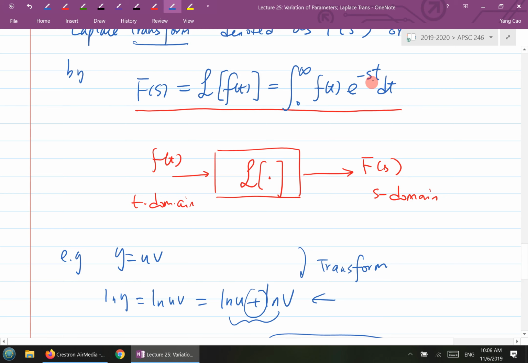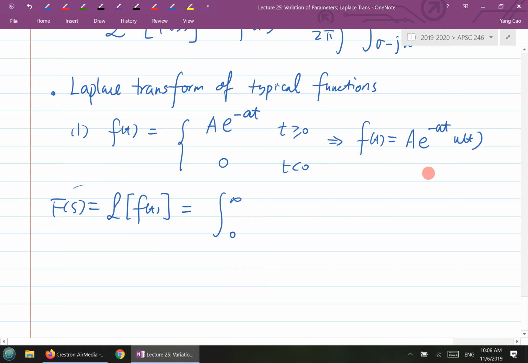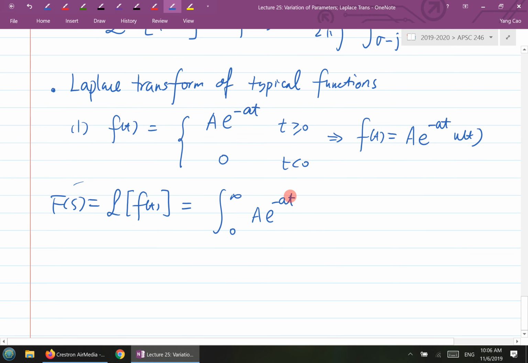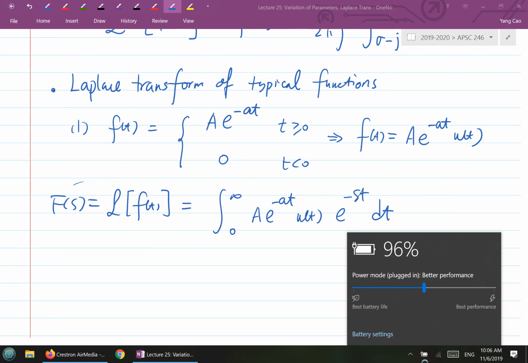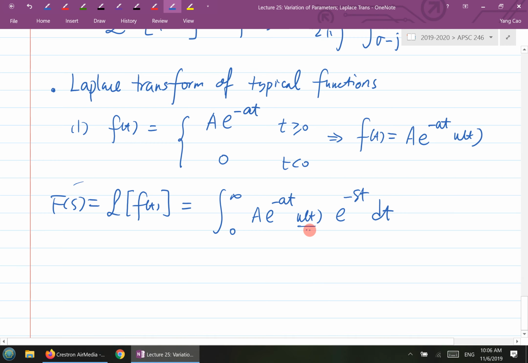f of t times e to the power negative st dt. So f of t is the function you're transforming. Now technically I should write the u of t here, and then e to the power negative st dt. However, because the integral is from 0 to infinity, when t is between 0 and infinity, u of t is always 1, so you don't have to keep it here. So we're just integrating a times e to the power negative at times e to the power negative st.